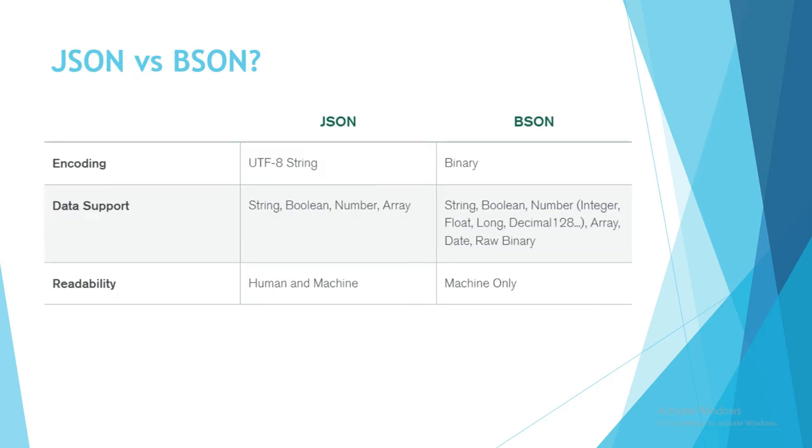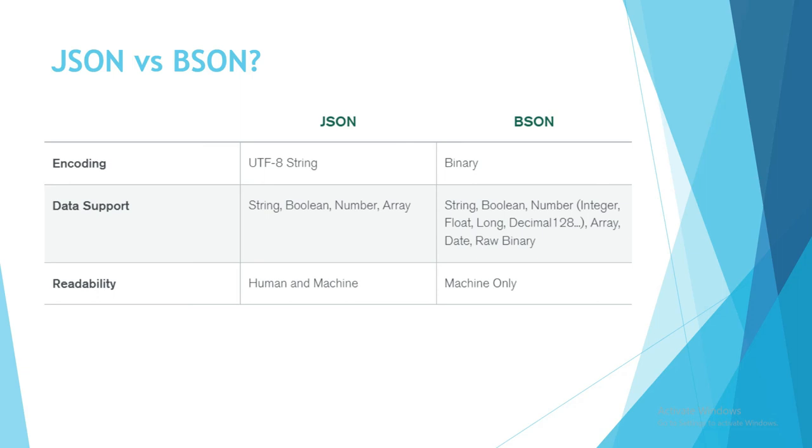And if you observe the difference between JSON and BSON, JSON supports only a few data types like string, boolean, number, and array. Whereas BSON supports various other data types, which include the JSON types also. Documents are also supported, along with raw binary, all these things. There are some more differences, like the encoding mechanism: JSON supports UTF-8 strings, whereas BSON is supported in binary also.